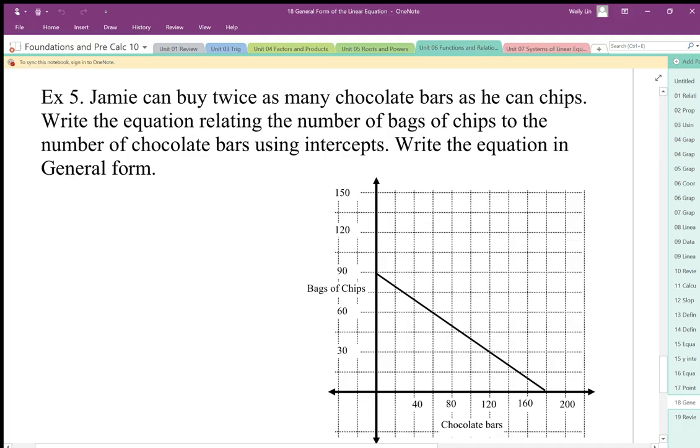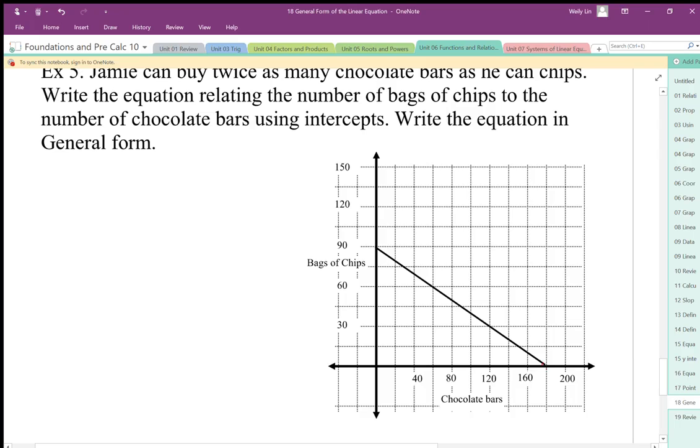It says write the equation relating the number of bags of chips and number of chocolate bars using the intercepts. So if he buys 90 bags of chips, he can get no chocolate bars, or he can buy all chocolate bars, and that would be 180 chocolate bars, but he wouldn't be able to afford any chips. So we want to write the equation for the number of chocolate bars and the number of bags of chips. Okay, so there's my intercept. We know that my y-intercept is going to be 90 and my x-intercept is 180.